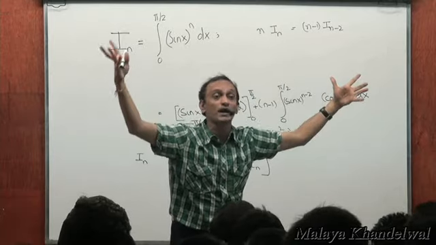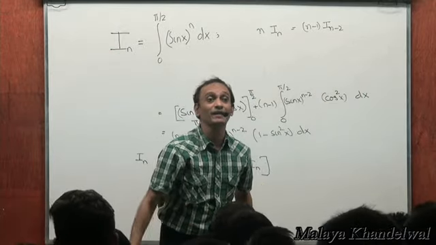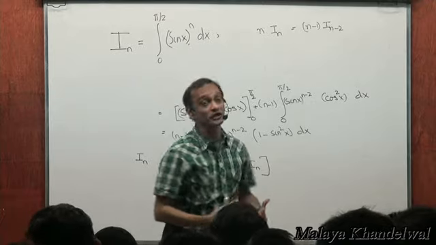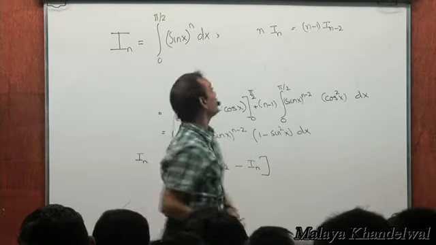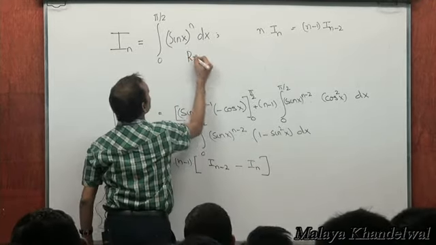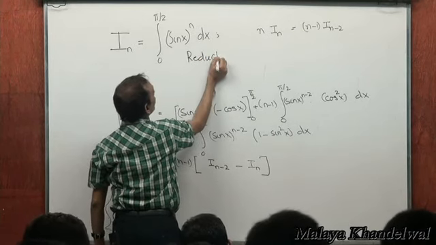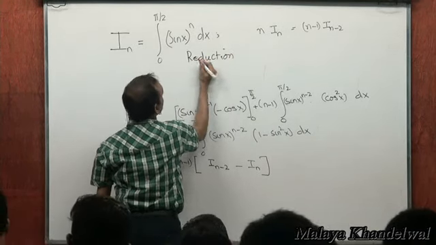Any amount of bulky powers could be obtained with the help of this, which is called a reduction formula. This is called a reduction formula. For this integral, this is a reduction formula. Let's see how it goes.